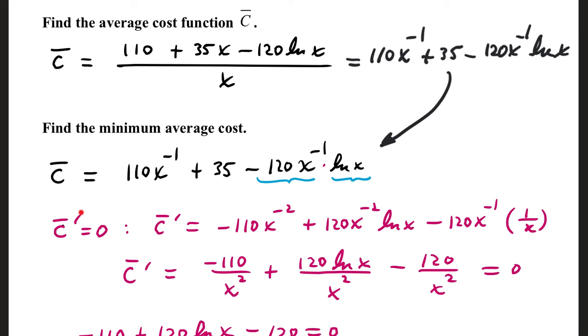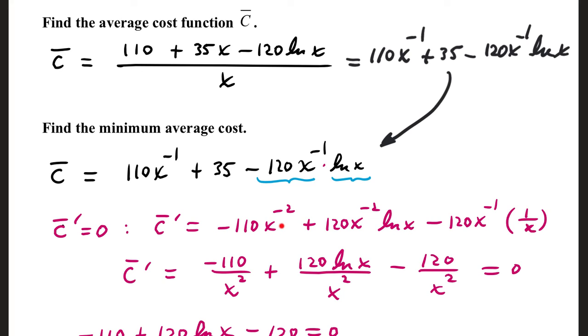So let's take our average cost function, take its first derivative, just like we did on the last example, negative 110x to the negative 2. 35 is a constant, so its derivative is 0. Product rule in the back, so we have 120x to the negative 2 times the second term left alone, plus a negative 120x to the negative 1 left alone. So adding a negative makes it negative, times the derivative of the second term, which is 1 over x.